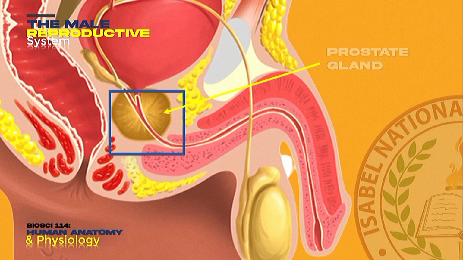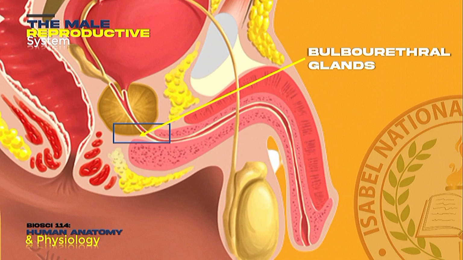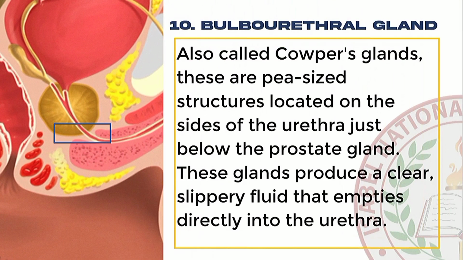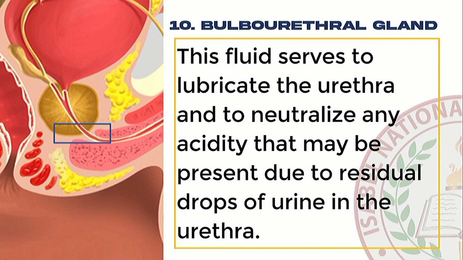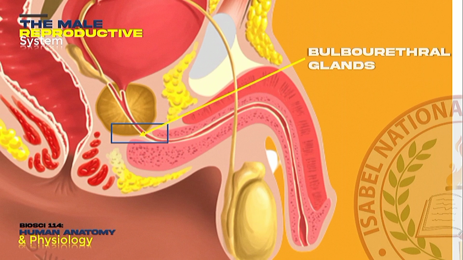Number 10 is the bulbourethral gland. It is also called the Cowper's glands, which are pea-sized structures located on the sides of the urethra, just below the prostate gland. This fluid serves to lubricate the urethra and to neutralize any acidity that may be present due to the residual drops of urine in the urethra.